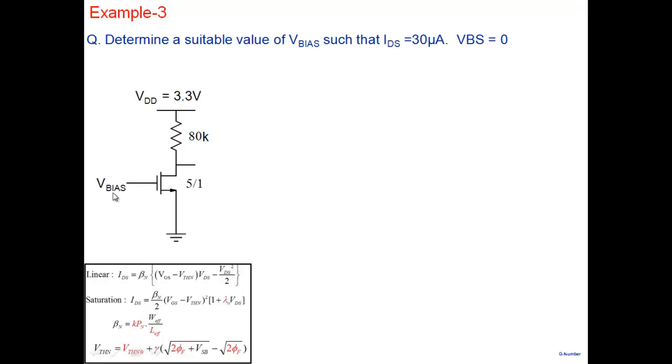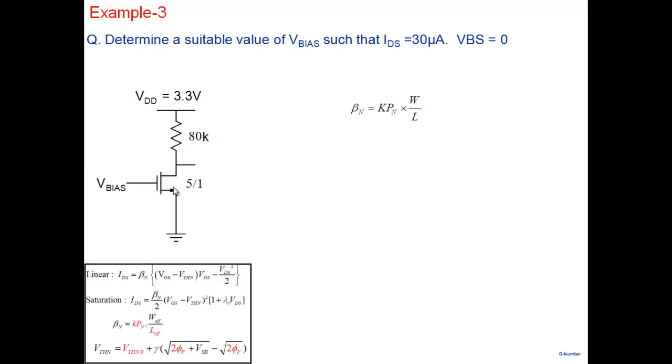These are the two things. Once you have the structure of a circuit, let's say this is an amplifier or an inverter or whatever it is, and you have to design it, then designing means, of course, you'll have to find out the value of the resistor. And as far as MOS is concerned, you have to find out what is the size and what is the bias that I have to apply. So these are the two things that you need to determine in a MOSFET, the bias and the size. All right, so in this case, determine a suitable value of V bias such that IDS is 30 microamperes.